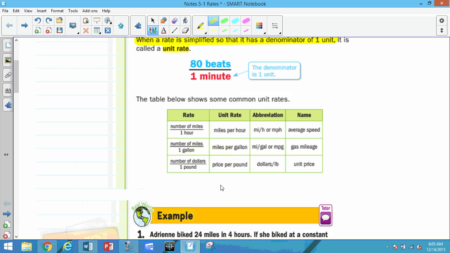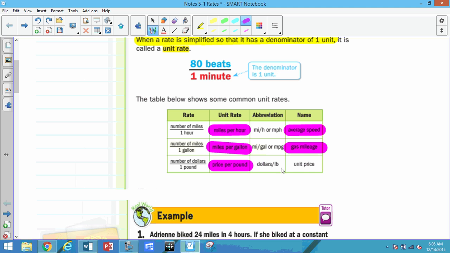Here's a table that shows some really common rates in everyday life that you will see a lot. You have miles per hour, that measures speed. You have miles per gallon, that measures your gas mileage. And then you have price per pound, and that's your unit price. These three are probably the most common rates that you're going to use in daily life.